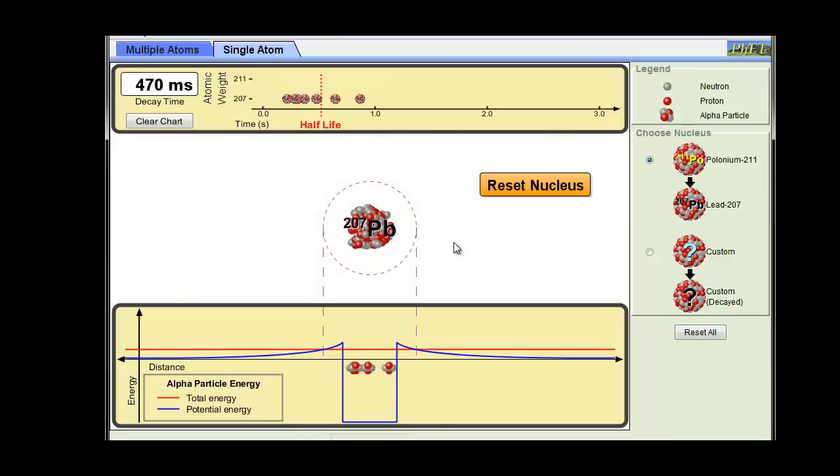So it happens, and notice, it's decayed into lead-207, and now the energy of this nucleus is much lower, so it's a stable nucleus. And if we reset it again, here's the polonium. And there we go, and it's decayed.